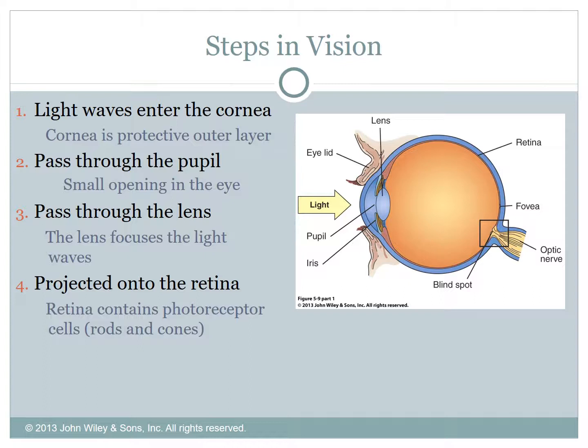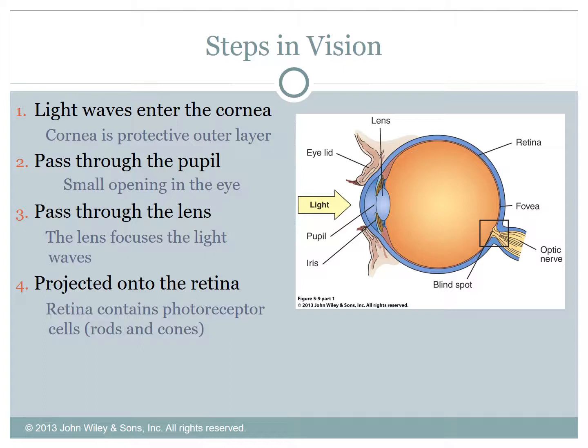We begin this process as light enters the cornea. Now the cornea is a thick protective layer on the outside of your eye. If you put a contact lens in your eye, you are placing that lens against your cornea. Okay, this is really the only part of your eye that you could touch without damaging your eye. Don't touch your cornea without a reason, please.